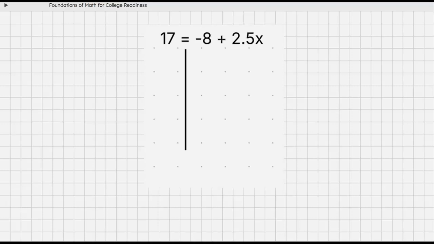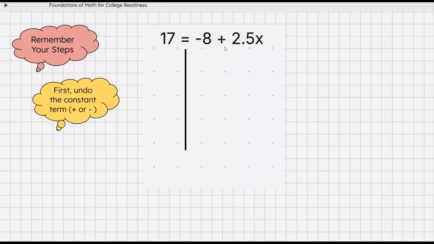17 equals negative 8 plus 2.5x. Ooh, we have a decimal, but we're not going to let that scare us because we know how to work with decimals. The first thing is to remember your steps. I know we're used to seeing the variables over here, but this time the variable is on this side. So we're looking at the constant on this side with the variable. So in this case, we see a plus, but the constant's a negative 8.